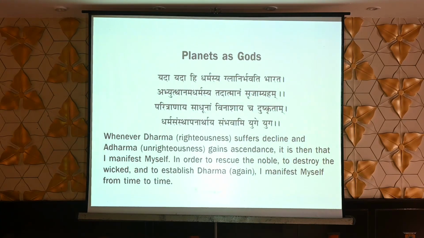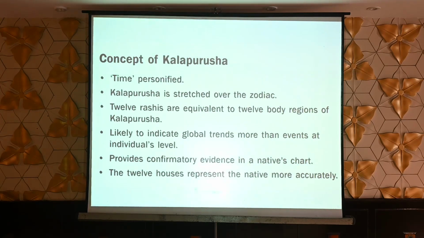applies. What Lord Krishna said, that is the bigger application, but this is the application to our medical astrology. Then there is a concept of KalaPurusha. KalaPurusha means the time personified in the human form, and we consider that the whole time is in the form of a human being, and then this KalaPurusha or the human figure is spread or stretched over the zodiac. So from first house to the 12th house, from first sign to 12th sign, the whole KalaPurusha is spread over the zodiac, and these 12 rashis are equivalent to the 12 body regions of KalaPurusha.